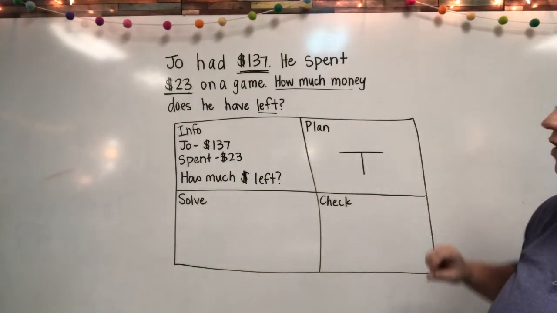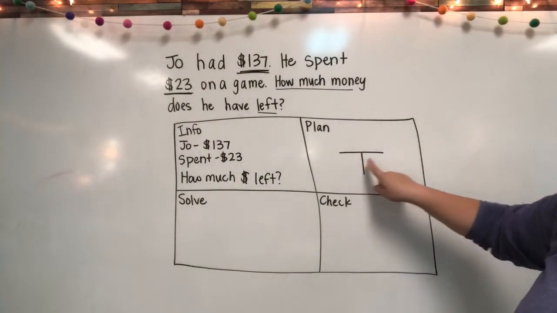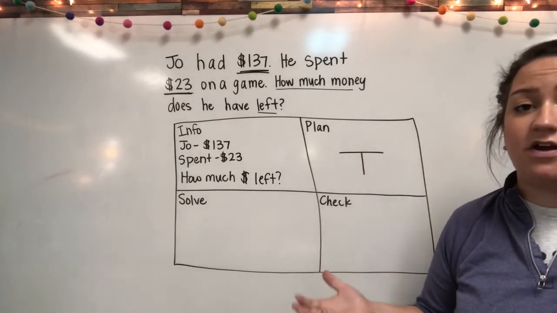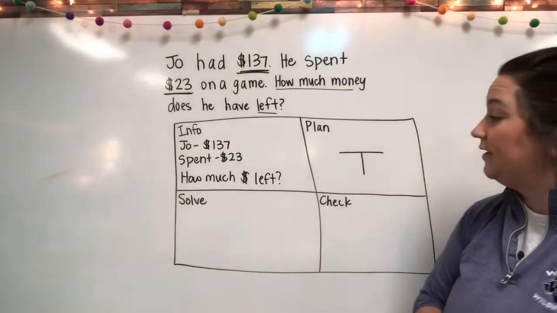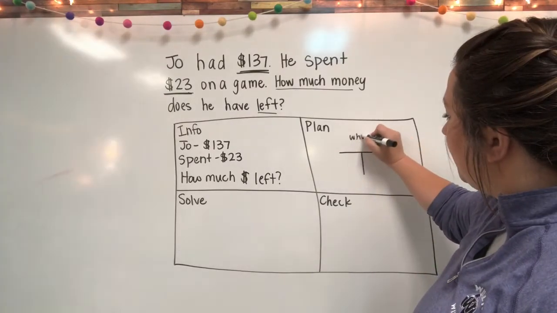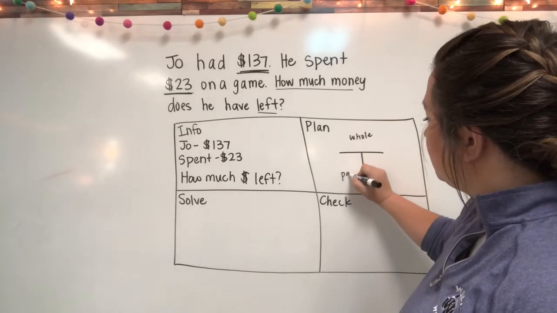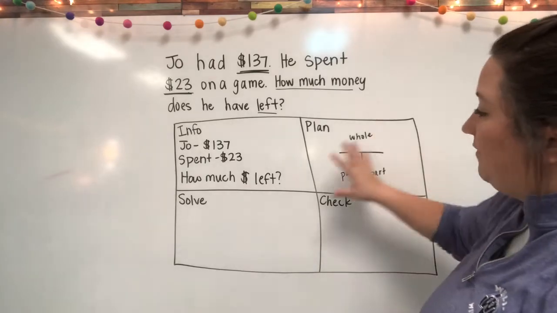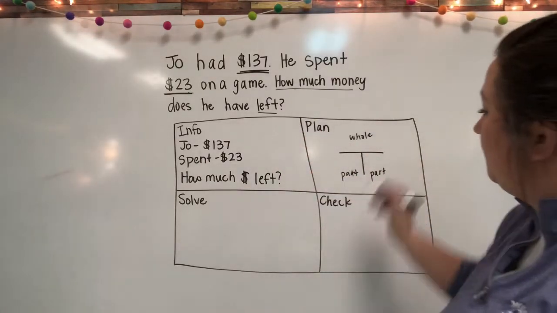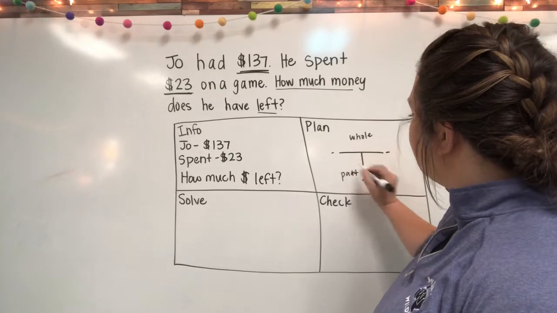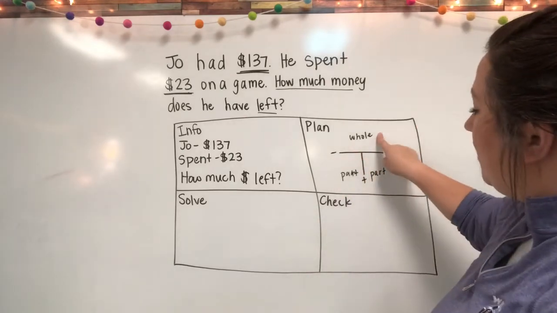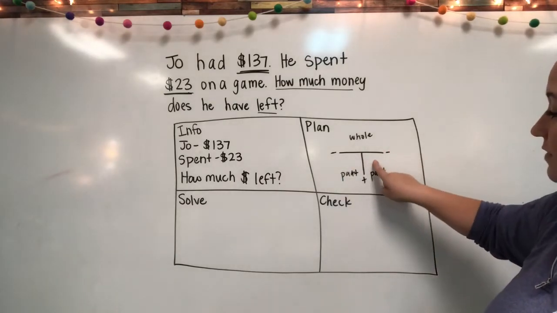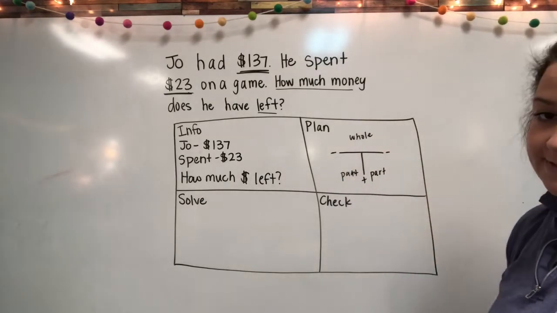Remember, this is a part-whole chart. This is where we put our part, and our whole. And this helps us figure out if we're adding or if we're subtracting. So up here is where the whole is going to go. This is going to be the part and the part. So let's see what information we have, so that way we know if we're adding or subtracting. Remember, if I have a whole and one part, I'm subtracting. If I have a whole and another part, I'm subtracting. But if I have 2 parts, I'm adding.